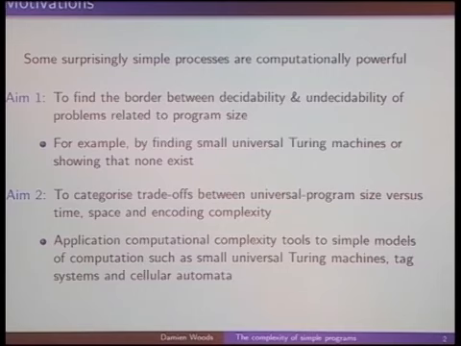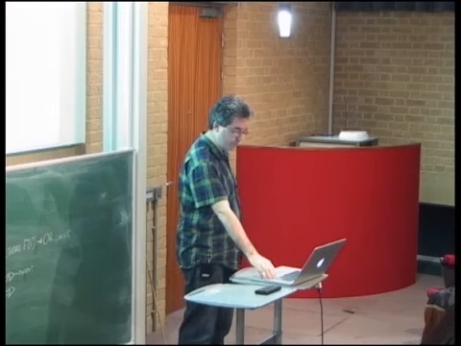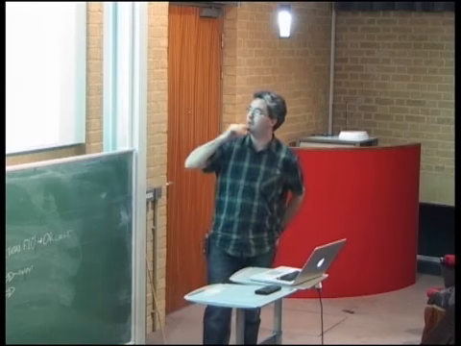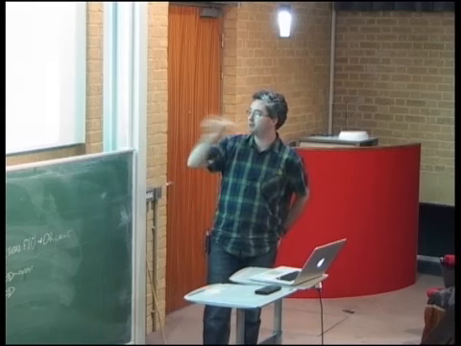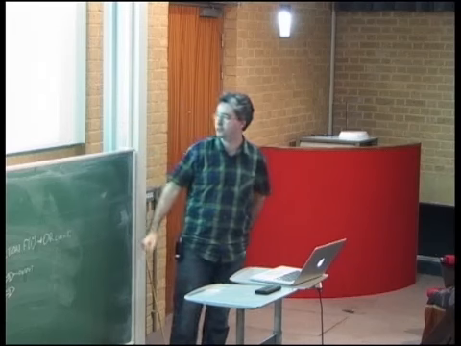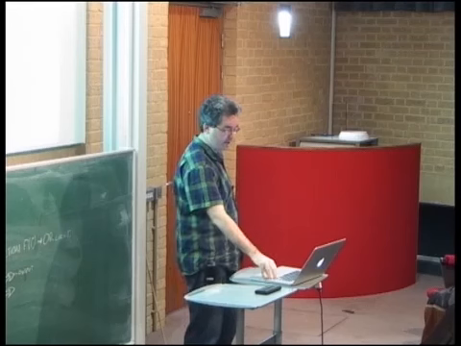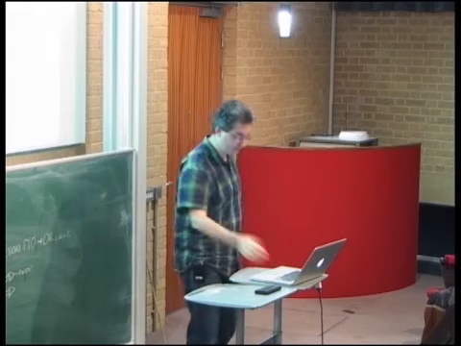Two of the aims in the field are concerned with decidability and undecidability, so interested in finding small universal Turing machines or showing that none exist. But also we're interested in categorizing trade-offs between program size and other properties of our models. So in particular, time complexity is what I'll talk about today. And this second aim involves applying tools from computational complexity theory to simple models of computation, such as small universal Turing machines, tag systems, cellular automata, the Hasson-Jaeger machine, and so on.